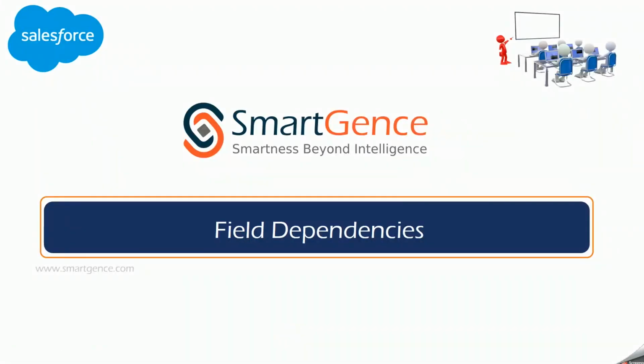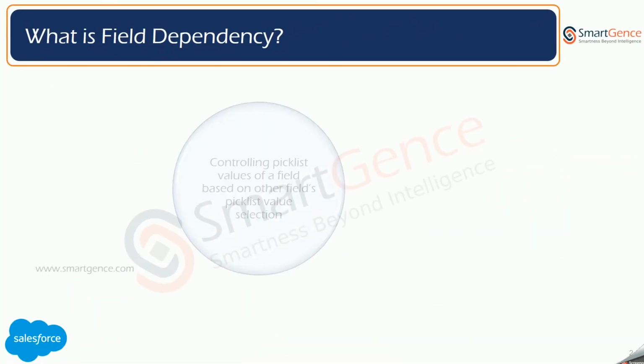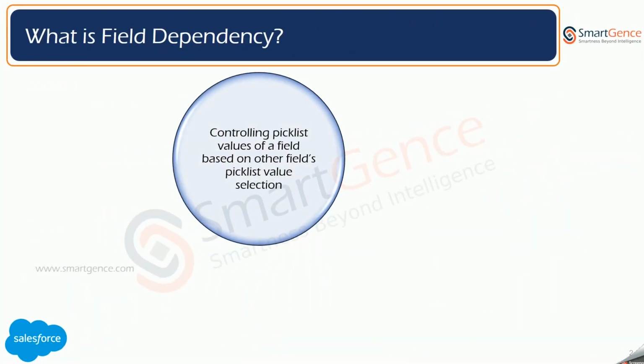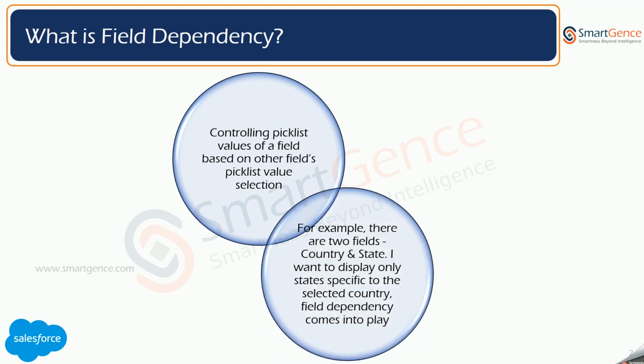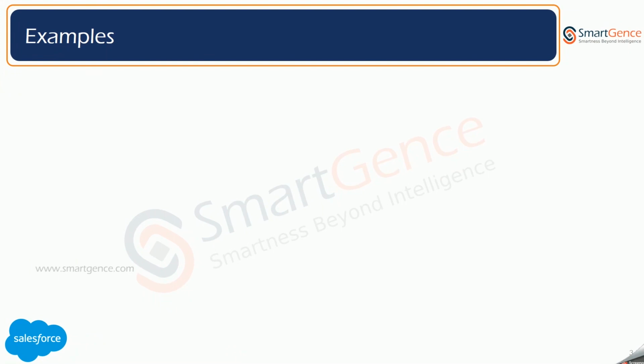So in this session, we will talk about field dependencies. What is field dependency? Field dependency is basically defined on picklist fields. It can be defined as controlling the picklist values to be selected on a field based on the other field's picklist value that has been selected already. For example, let's say we have two fields, country and state, with a set of picklist values, and we need only a defined set of values to be displayed in state based on the country selection. Let's break it down with some screenshots.